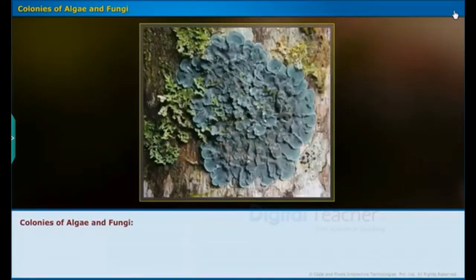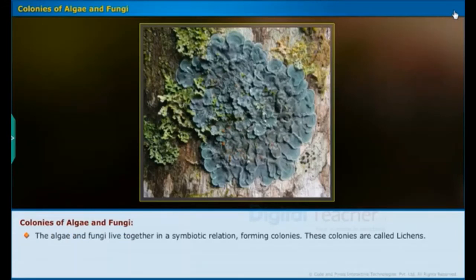The relation between algae and fungi starts when a type of fungus attacks the algal colony. This is an example of balanced parasitism. The algae and fungi live together in a symbiotic relation, forming colonies. These colonies are called lichens.